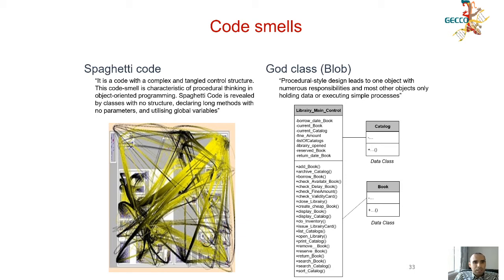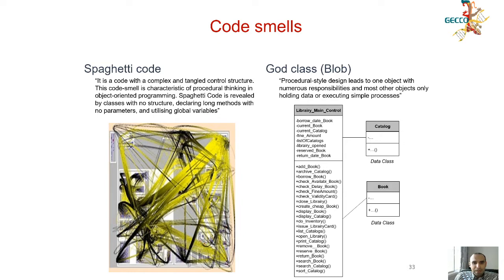It is typically characteristic of procedural thinking in object-oriented programming. Spaghetti code is revealed by classes with no structure, declaring long methods with no parameters, with a lot of global variables. There is also the God class code smell, which is a procedural style design leading to one object with numerous responsibilities and most of the other objects only holding data or executing simple processes.